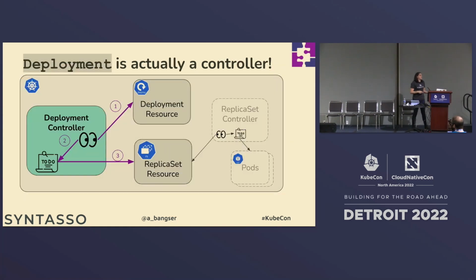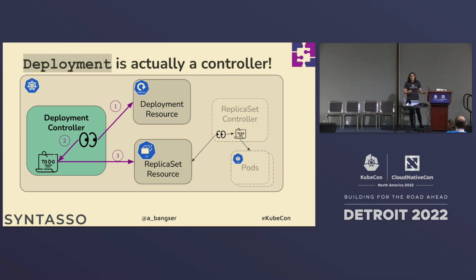You actually probably have more experience with controllers than you might think. If you've ever used a deployment to deploy your application, you've actually used a controller. A deployment controller watches for a deployment resource type. If and when the deployment resource type is different from what really exists in the cluster, it makes the changes. It changes the replica set, and then in turn it will change the pods that are deployed.